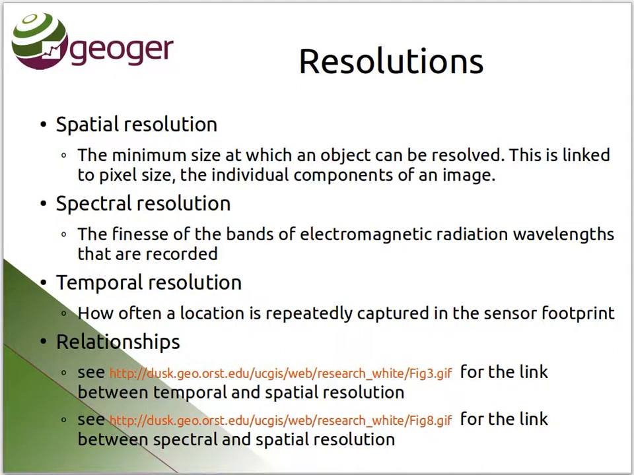Spectral resolution is another thing that gets talked about quite a lot, and this is to do with the finesse of the bands of electromagnetic radiation wavelengths that are recorded by your sensor. Temporal resolution refers to how often a location is repeatedly captured, and then all of these things are related to each other. There's a couple of links here that you can check out in your own time that helps explain just how temporal, spatial and spectral resolutions link to each other.